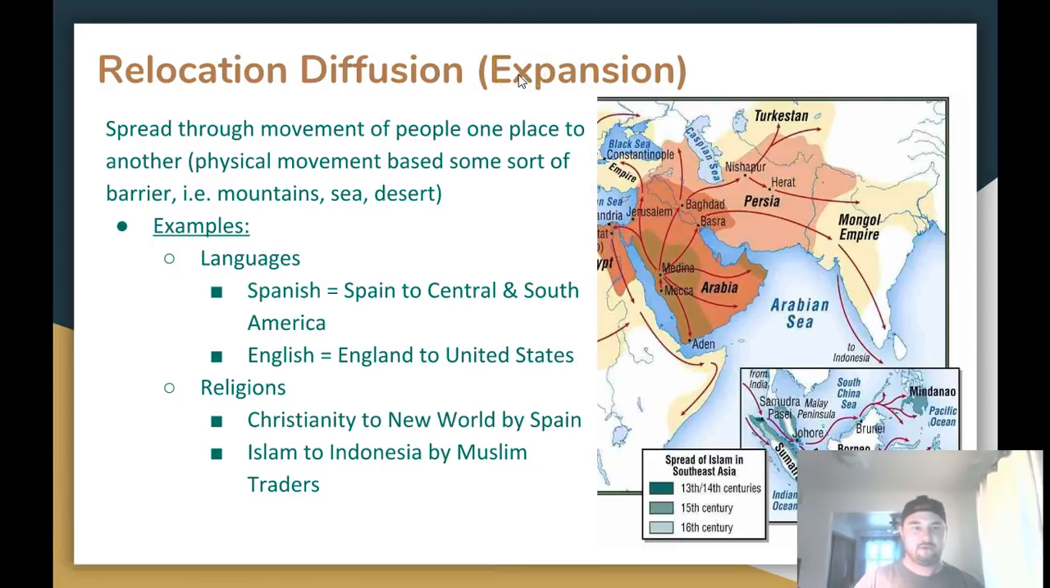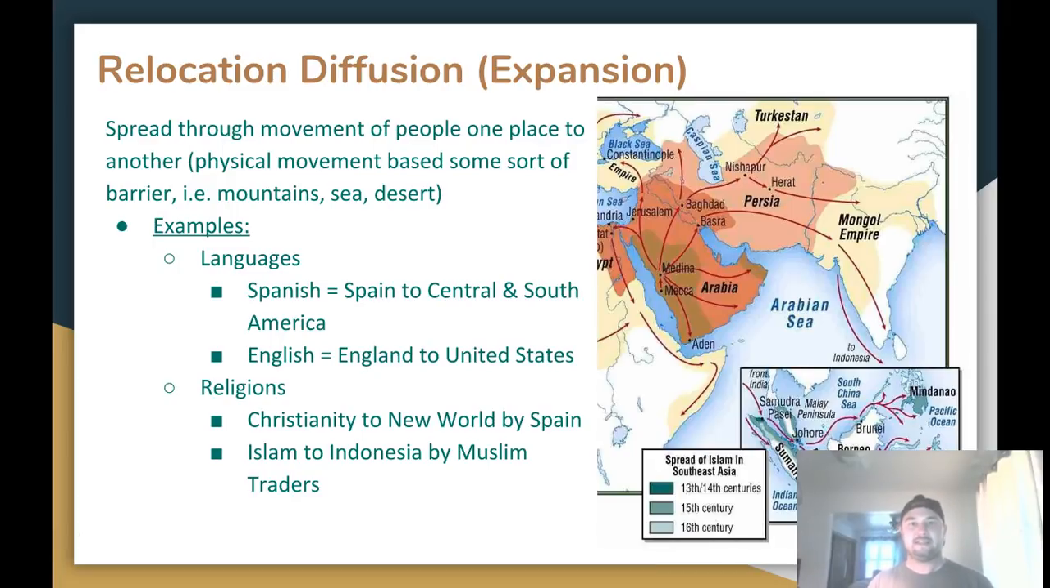It's just relocation diffusion. Now, a few of the examples, Spain, when they went to the New World, South America and Central America, they took the Spanish language with them because they migrated over there. They colonized that area. Therefore, those people are now speaking Spanish when they came across.